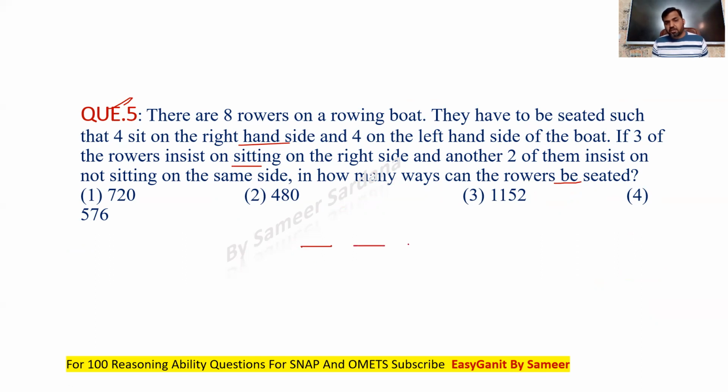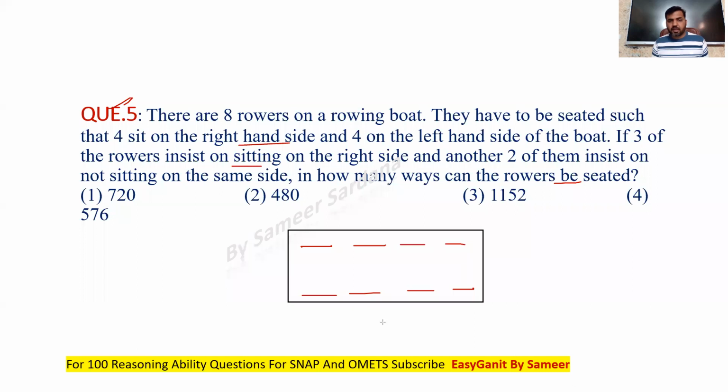So guys, 1, 2, 3, 4. We have 4 seats here and 4 seats on the other side of the boat, right? Let's say that this is the boat. There are four seats here, four seats on this side, right? Now, the question's condition. Satisfy the condition first. Three of them insist on sitting on the right hand side. Let's say A, B, C are the people who insist on sitting on this side.